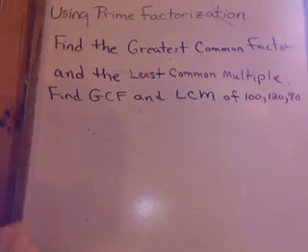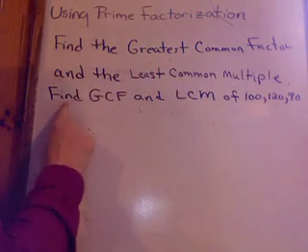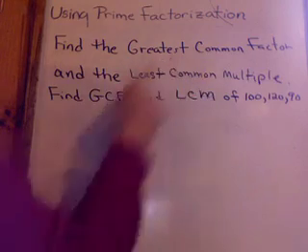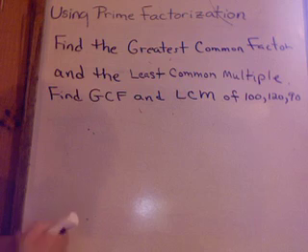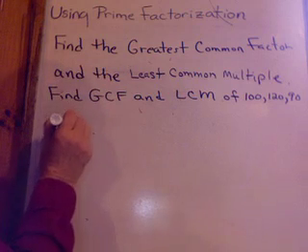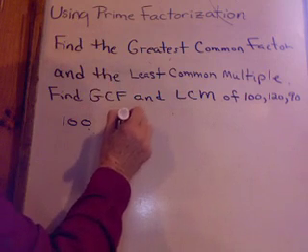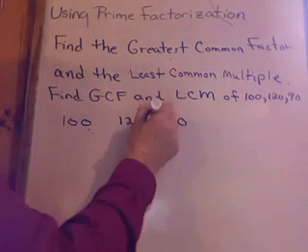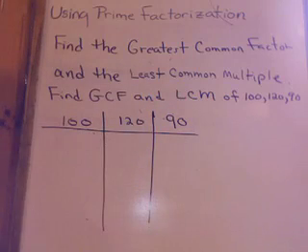Okay, next question says, find the greatest common factor and the least common multiple. So, the words will be this: find GCF for greatest common factor and LCM for least common multiple of 100, 120, and 90. I make a little chart because we need to do the prime factorization of each one of these numbers first before we find the GCF and the LCM. Okay? And so I make a little chart to find the answer.